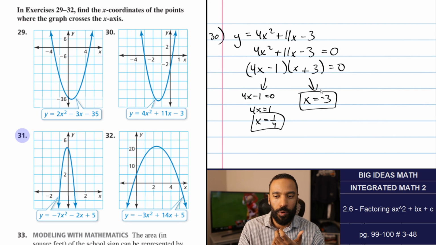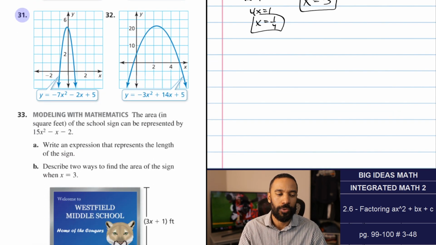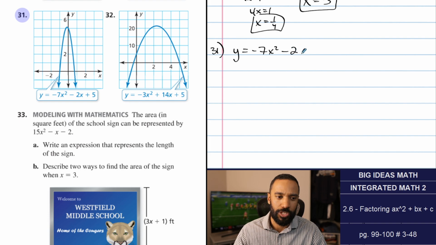Number 31. It's an upside down graph. That means it's negative. So negative leading term. We have y equals negative 7x squared minus 2x plus 5. I will set this equal to 0.